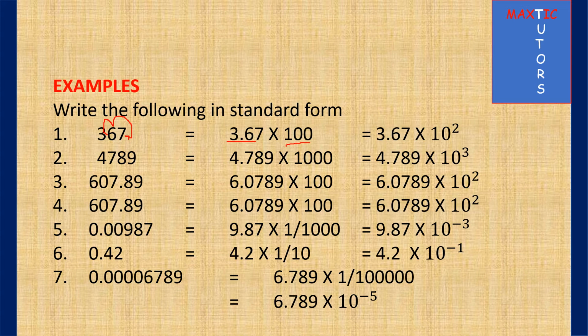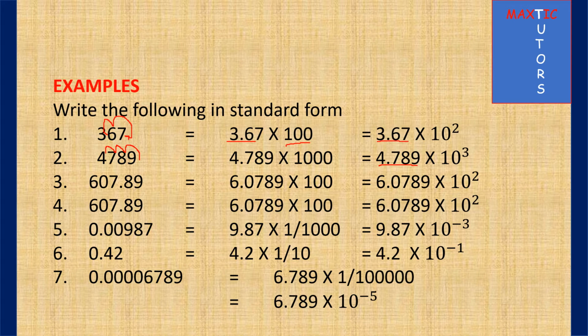Same goes for 4789. By the time you shift the decimal, it will be 1, 2, 3. You have shifted the decimal 3 times backward. So that means 4.789 times 1000, and 1000 is 10 raised to the power 3. So your answer is 4.789 times 10 raised to the power 3. And you see that 4.789 is a number between 1 and 10. 3.67 is also a number between 1 and 10.